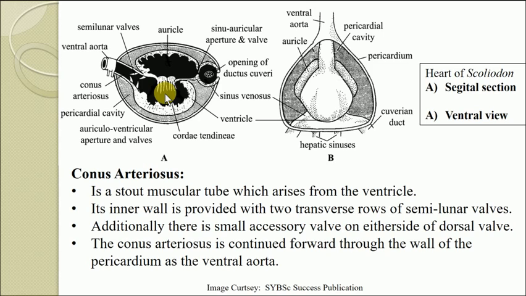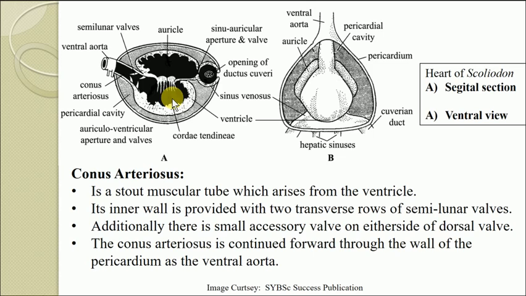In addition to these, there is always a small accessory valve on either side of the dorsal valve. The semilunar valves are well developed here, and lie between the ventricle and the conus arteriosus. The valves of the anterior row are larger than those of the posterior row, and the free ends of the valves are always connected with the wall of the ventricle by a fine tendinous thread to keep the valve in its proper position.